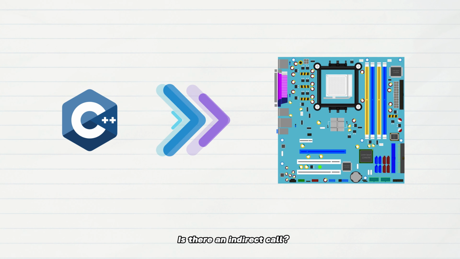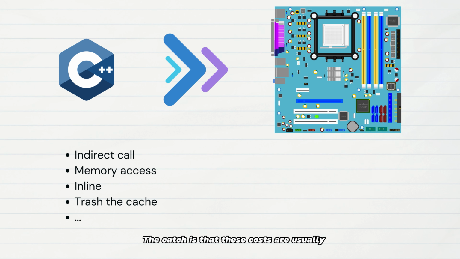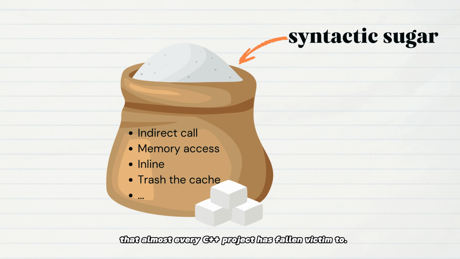Is there an indirect call? Any extra memory access? Can it be inlined? Will it trash the cache? The catch is that these costs are usually well hidden by elegant syntactic sugar. Let me walk you through a few real-world examples that almost every C++ project has fallen victim to.